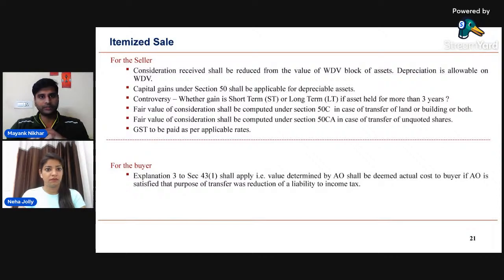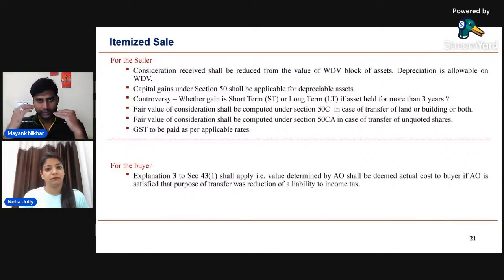Now we have seen slump sale. We'll come to the itemized sale. I believe I'm running short of time, but I'll quickly try to go through the slides. So itemized sale is when you don't take the undertaking as a whole, but you pick and choose, cherry-pick the assets out of the balance sheet. These are called itemized sale.